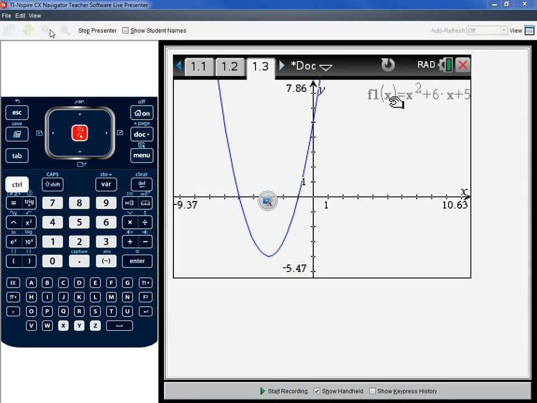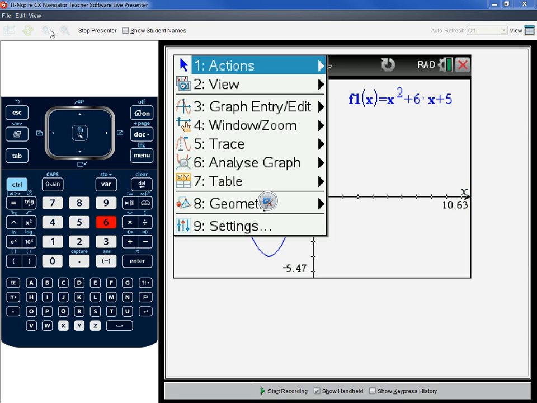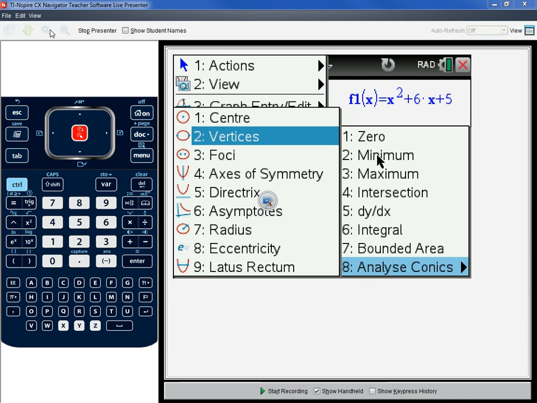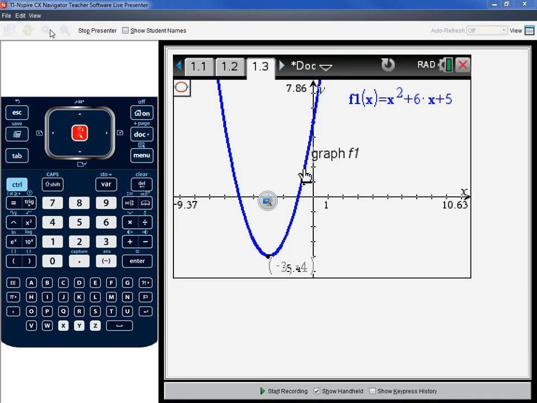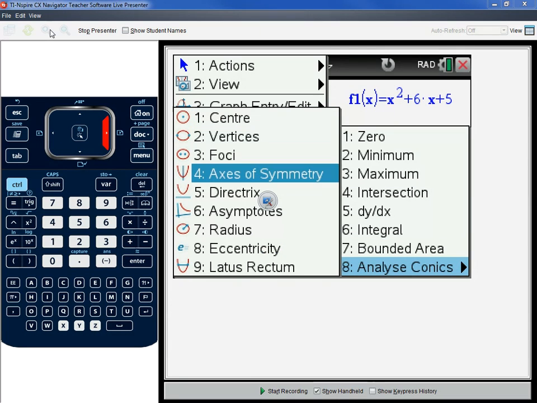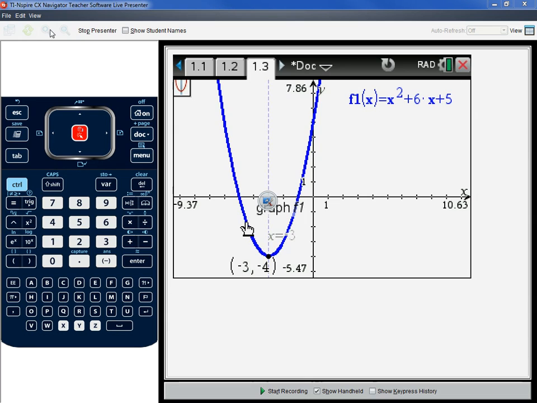Move this out of the way. Okay. So I'm going to go to Menu, Analyze, Analyze Conics for the vertex first. Oh, and the vertex of this parabola. It's kind of hard to see what that says because it's overlapping with the y-axis. All right, there we go. Now I'm going to go to Menu, Analyze, Analyze Conic for the axis of symmetry, which is the same as the x variable of the vertex.